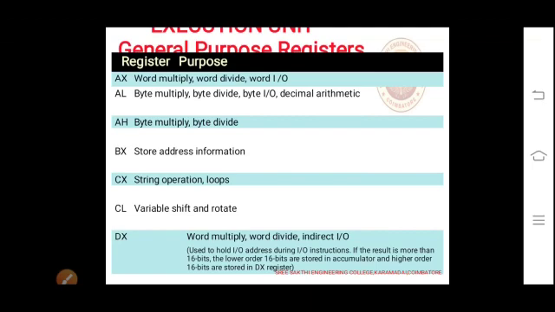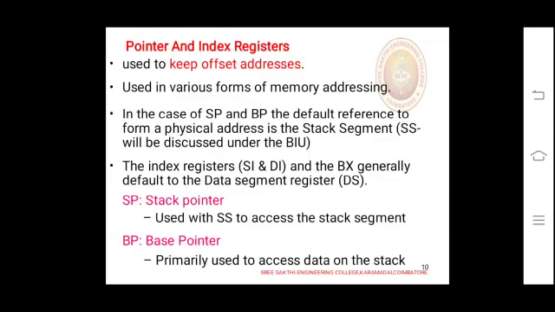Here BX is the special purpose register which is used for calculating the memory address. CX is used for string operation, loop, shift and rotate operation. DX is used for word multiply, word divide and indirect input and output operation. Word is nothing but 16-bit values.